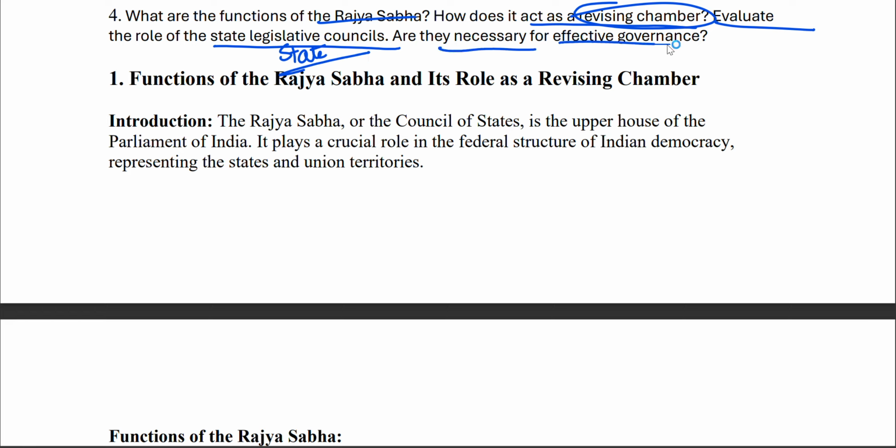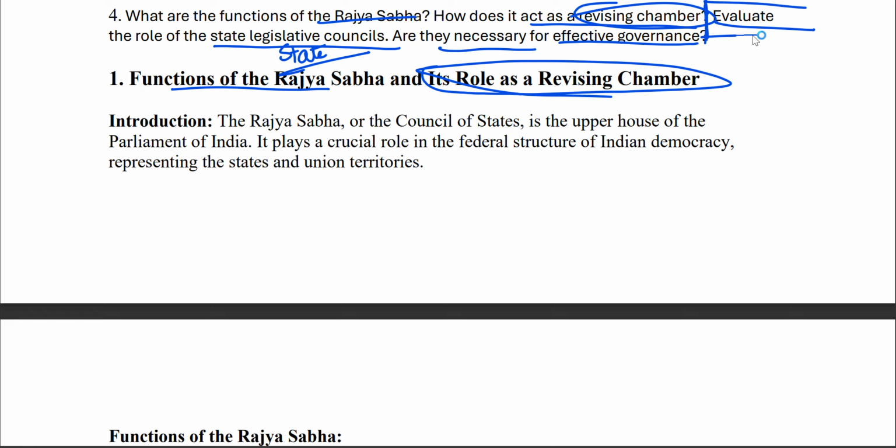Are they necessary for effective governance? The functions of the Rajya Sabha and their role as a revising chamber. So here we have to evaluate the role of the state legislative council and are they necessary? Not about the Rajya Sabha, right?